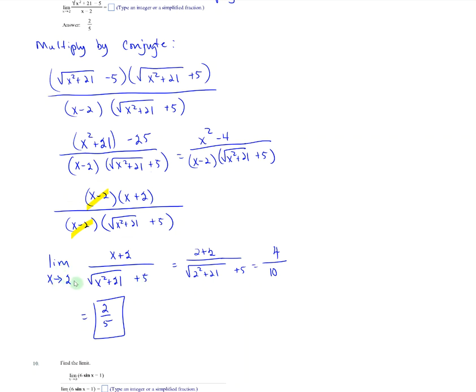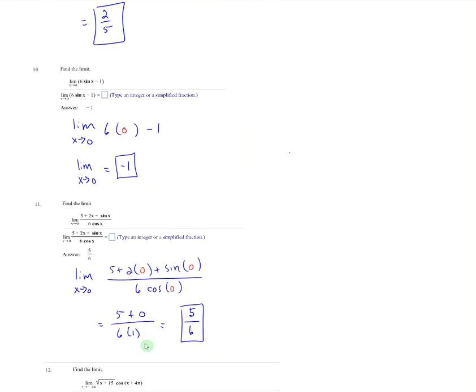Limit as x approaches 2. I can now plug in my 2 for x. I get 4 plus 21 there. That's square root of 25. That's 5 plus 5 is 10. 4/10 reduces to 2 over 5. So that takes a little bit of algebra, but it definitely gets you to the answer. All right, let's move up and see what 10 is.